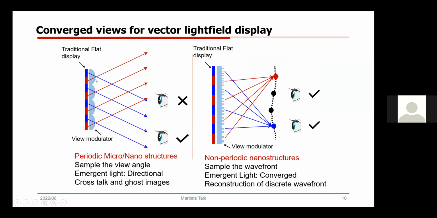In all these techniques, they use periodic structures in front of a flat panel, so that the light from the flat panel has a direction, and the views are separated into several angles. However, when we move from one angle to another, then there is crosstalk and ghost image. So we think maybe there is another strategy. Maybe we can use non-periodic nanostructures so that the light coming out from the flat panel or the display screen can converge to the eyes. In this way, the waveform can be sampled in a more accurate way, and the discretized waveform of different views can be reconstructed more precisely.